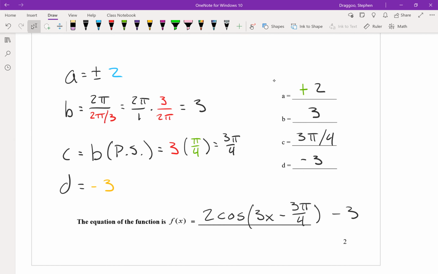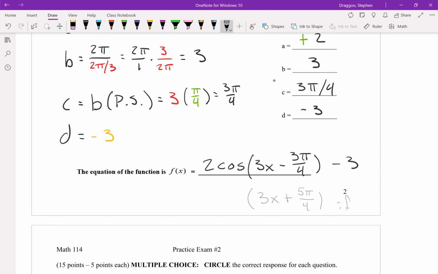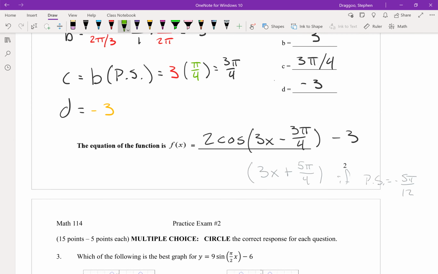Cool, so that was our equation. Some other options we could have gotten. We could have had 3x plus 5 pi over 4. If we had chosen -5 pi over 12, we would come out to 3x plus 5 pi over 4 instead. If PS equals -5 pi over 12. And you could even do another one where it came out to 3x plus 1 pi over 4 if you'd chosen -pi over 12 as your phase shift. But that's more if you did the practice exam first and you chose something different from what I did, it might look like that instead. But that line at the top, this is what our answer is equal to. That's our answer.